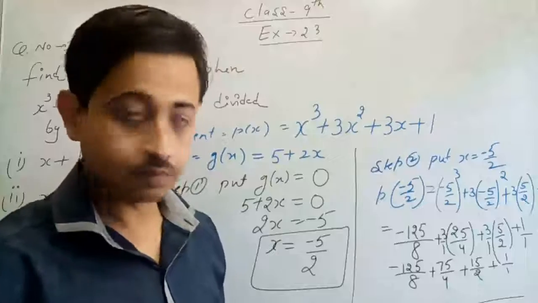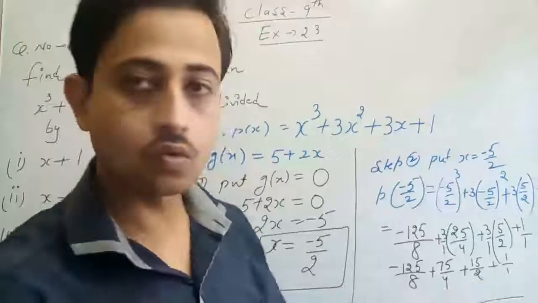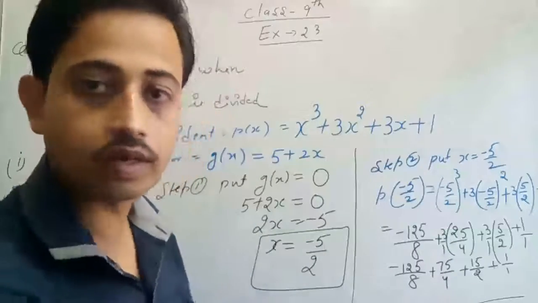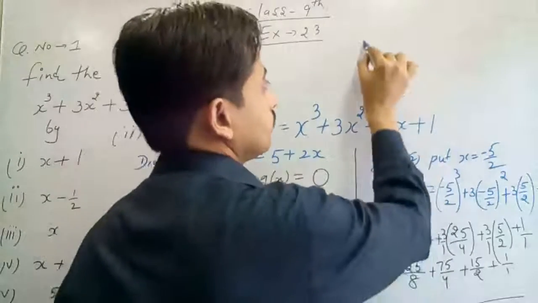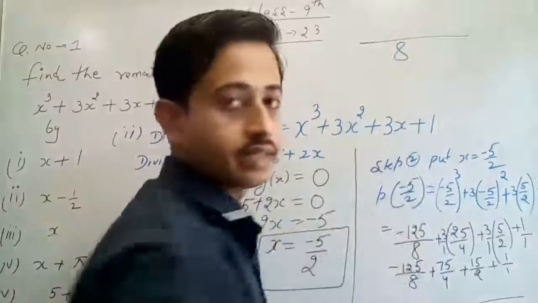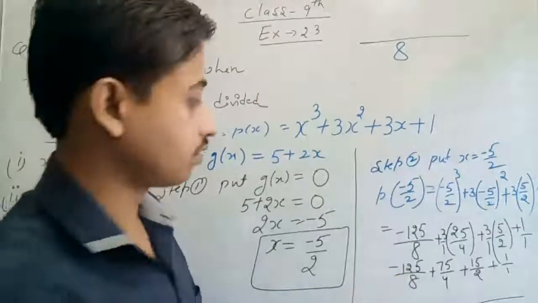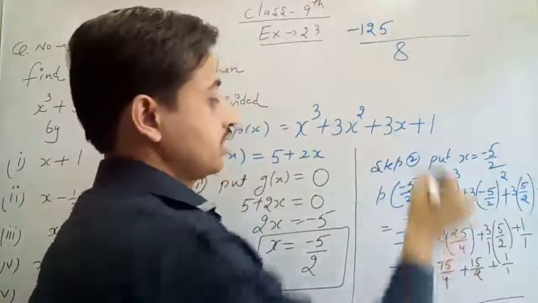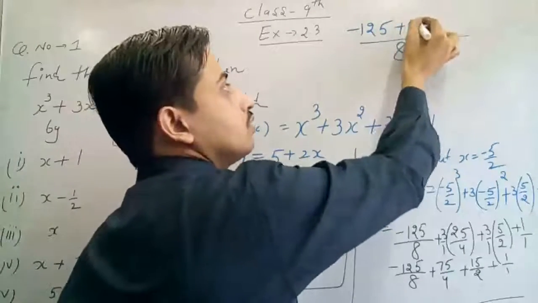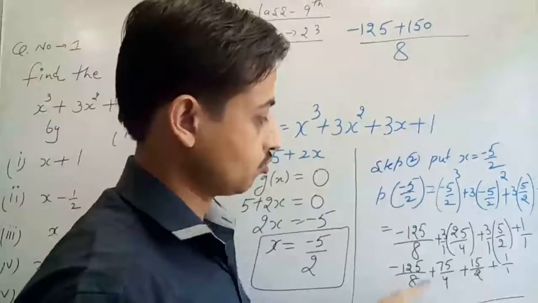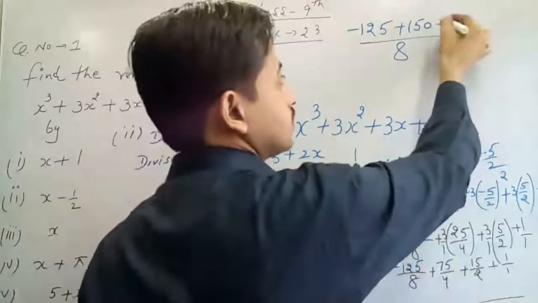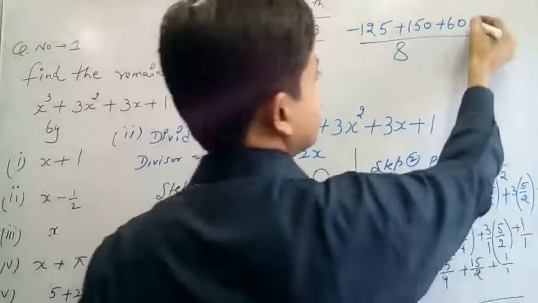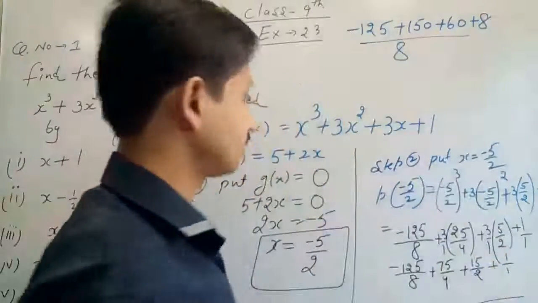Now what's the LCM of this? 8, 4, 2, 1. Again I am writing here: the LCM of 8, 4, 2 and 1 is 8. So we get 8. 8 ones are 8, 1. So we get minus 125. 4 twos are 8, 2 into 75, 150. 2 4s are 8, 4 into 15, 60. Now 1 into 8, 8 plus 8.